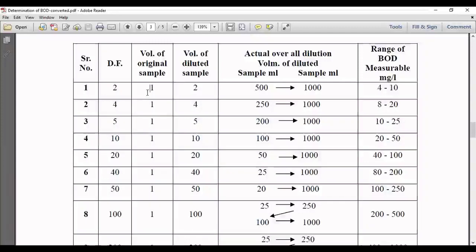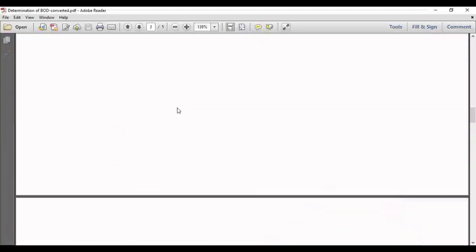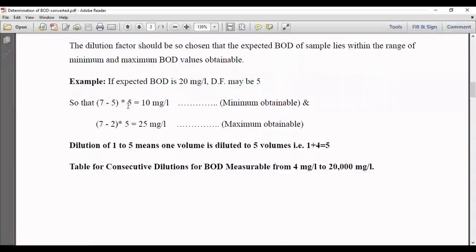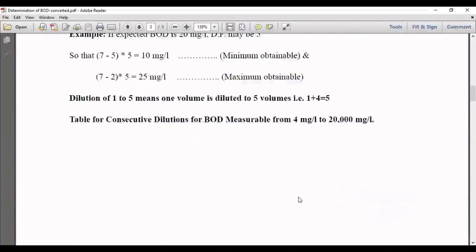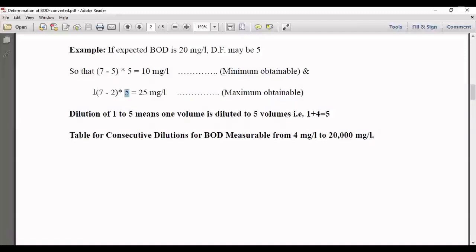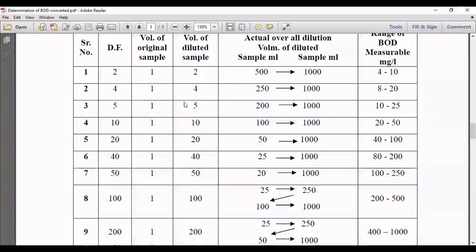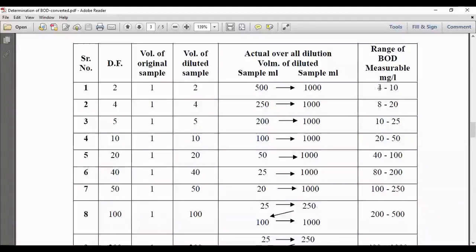Putting the value of dilution factor 2 in the above equation, instead of 5 we put the value of 2. So 7 minus 5 is 2, and 2 into 2 is 4 mg per liter. So the minimum value of BOD that I can get is 4 mg per liter. Here also you can see it is 4 mg per liter. For the maximum value we put 2 here, so 5 into 2 is equal to 10 mg per liter. So the minimum value is 4 and the maximum value is 10. You can see the range of BOD measurable is 4 to 10. Likewise the whole table is made.